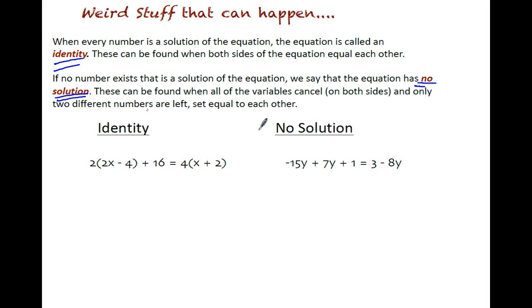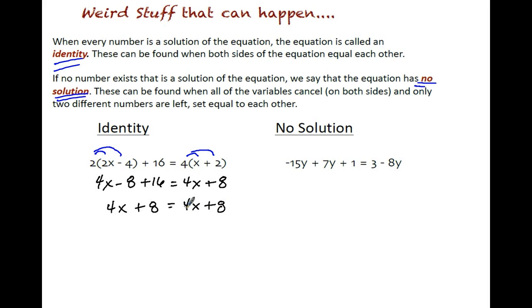So let's go quickly to the identity. If we're going to solve for this one, we're going to start by distributing. So we're going to distribute these out. Okay, so 2 times 2x is going to give us 4x. 2 times negative 4 is going to give us a negative 8. And we're going to bring down the 16. We're going to distribute 4 times x is 4x. 4 times positive 2 is going to be 8. Alright, so we're going to simplify this. 4x. Negative 8 plus 16, and that's going to give us a positive 8. And then that's going to equal 4x plus 8.